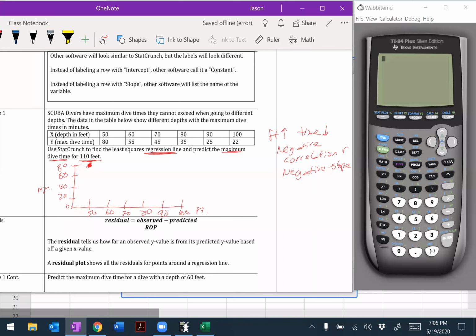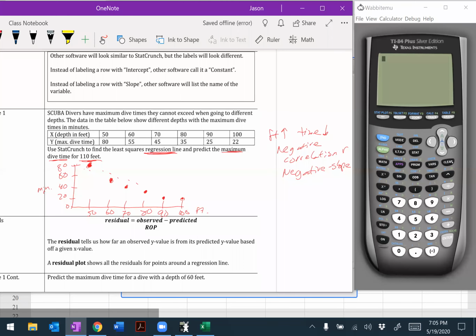Okay, at 60, we're at 55 minutes. We dropped to 55 minutes. At 70, we're at 45 minutes. 80, we're at 35 minutes. Okay, 90, we're at 25 minutes. And 100, we're at 22 minutes. So, okay, we can definitely see that there is a relationship here.